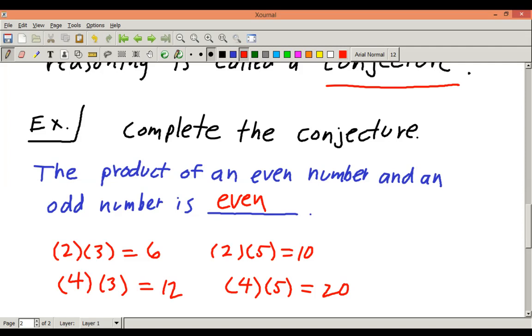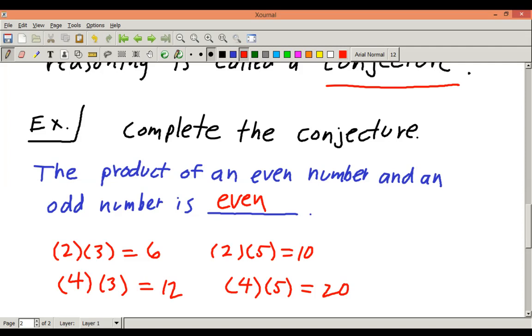Doesn't mean that it is, because there could be some combination of odd and even numbers that you have not thought of that would not be even, that would be odd instead. But based on what you have kind of thought about, you think your conjecture is that that product is going to be even.